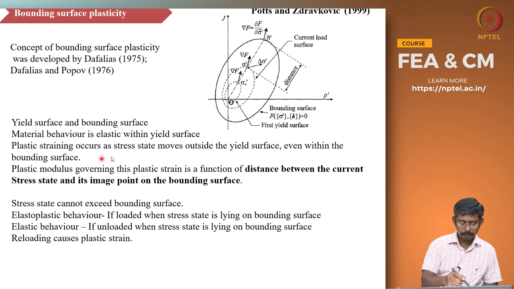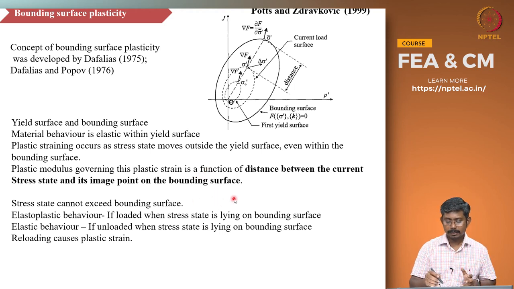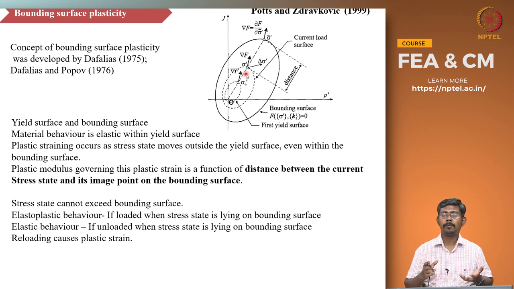This plastic strain is governed by the plastic modulus, which is a function of the distance between the current stress state and its image point on the bounding surface. For instance, sigma naught dash is the point on the yield surface and this particular point is its projection on the bounding surface. The distance between these two points governs the plastic modulus, and as this distance decreases, the plastic modulus decreases. This enables the continuous variation of plastic modulus, and makes this framework very suitable to simulate cyclic loading.